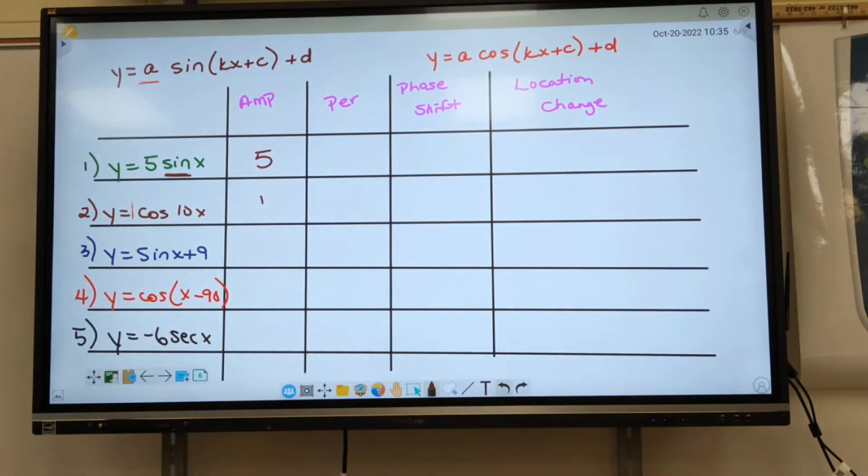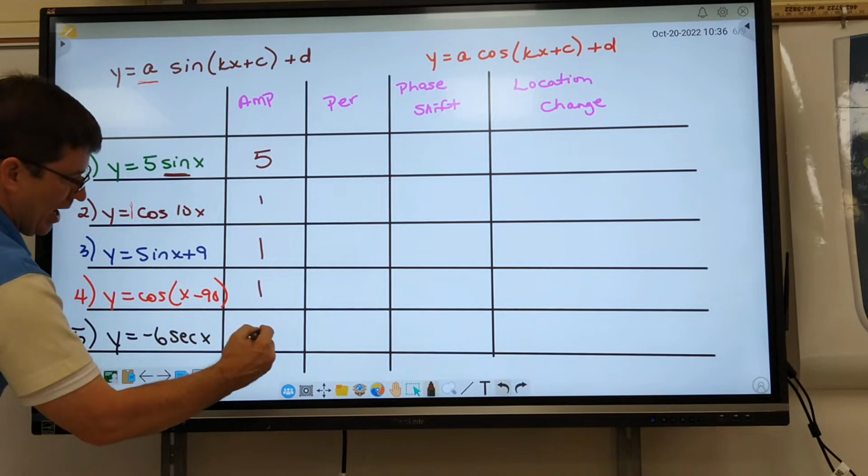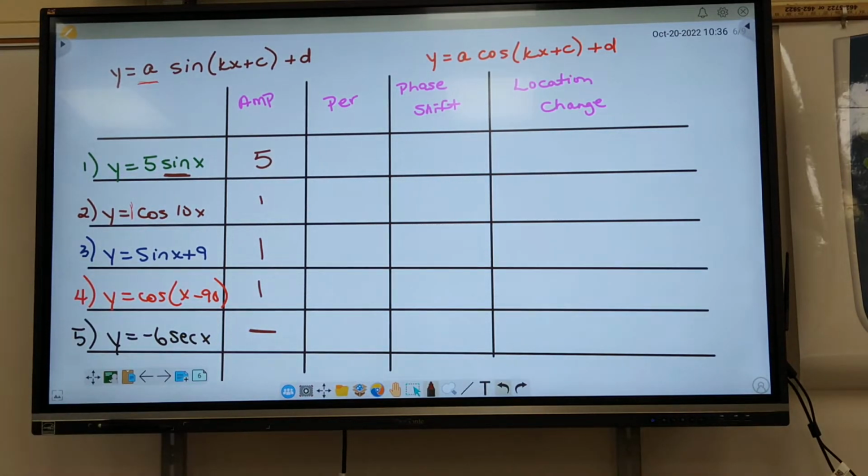Number 3. Number 4, 1. Number 5. Hold up before you say 6. It is secant. Remember, secant does not have an amplitude. I'm going to just put a dash on that one.